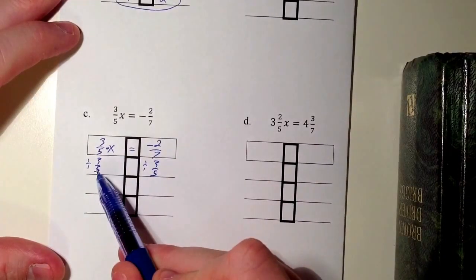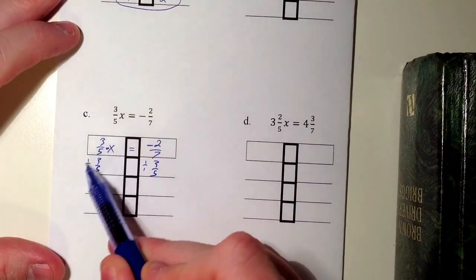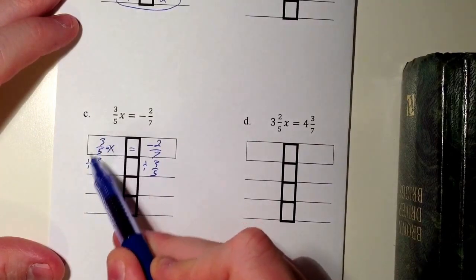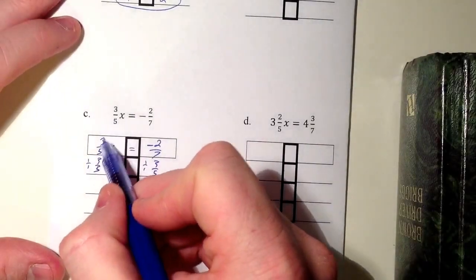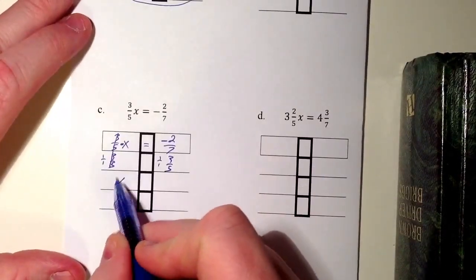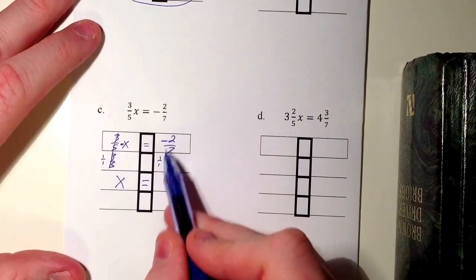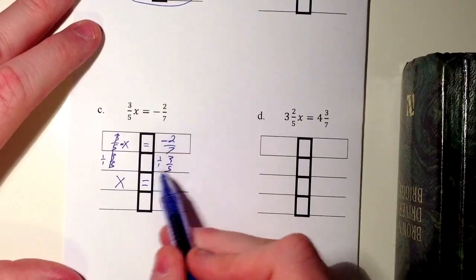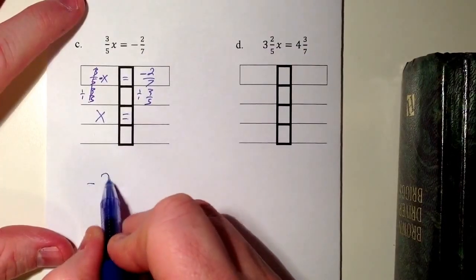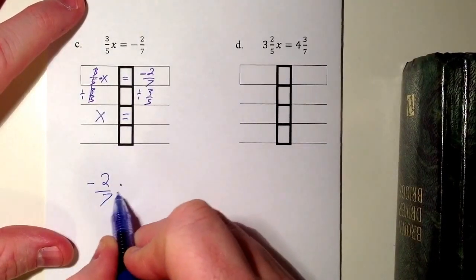Now this part looks whatever, but what's 3/5 divided by 3/5? What's anything divided by itself? It's 1. Because we said up here, 1 times x is x, so I can just say x now. It's gone, so it's just x. Equals, again, there's no way I'm doing that in my head. So I come down here, negative 2/7 divided by 3/5.